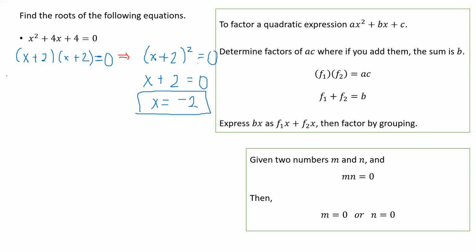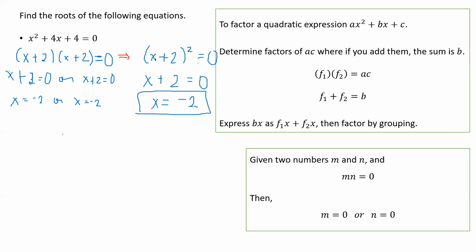Again, we can try the same method as earlier. We can have x plus 2 is equal to 0, or x plus 2 is equal to 0. But again, these are just the same equations. So we will get x is equal to negative 2 or x is equal to negative 2. We just arrive at the same equation, right? So no need to write extra. We can just write x is equal to negative 2.